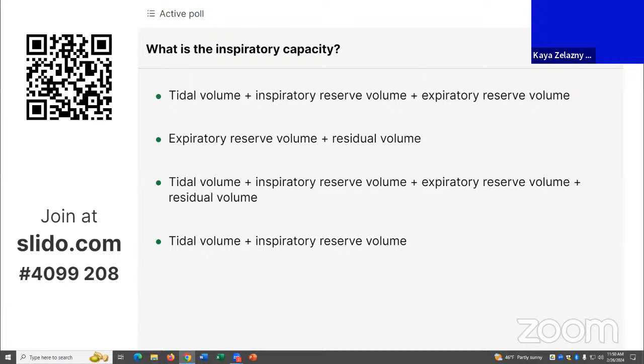All right, take another couple seconds to put in your selection. I'll get moving.